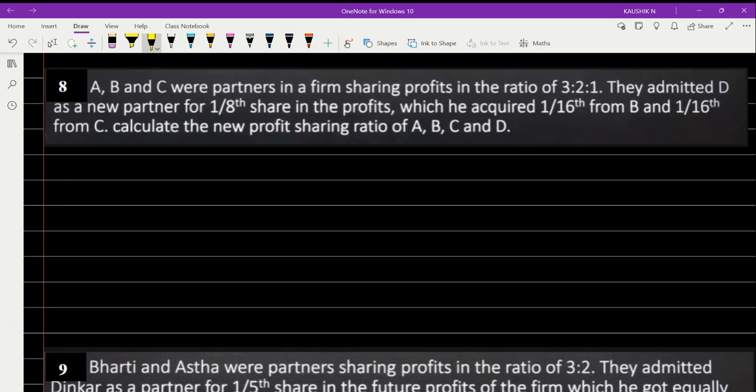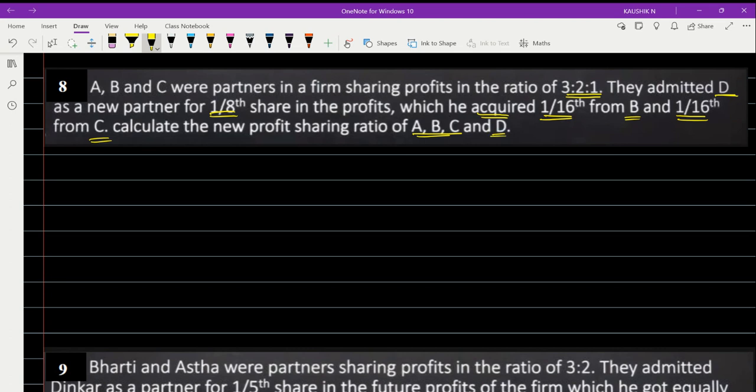So what is given in the question? A, B, and C are partners in a firm sharing the profits and losses in the ratio of 3 is to 2 is to 1. They are admitting a new partner called D for 1 by 8 share in the profits, which is acquired 1 by 16th from partner B and 1 by 16th from partner C. Calculate the new profit sharing ratio of A, B, C and also D.